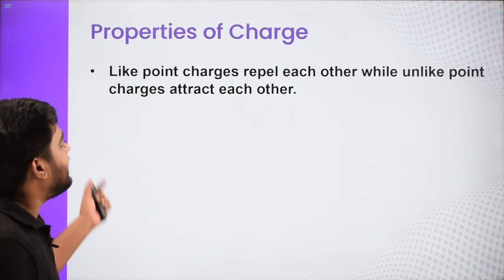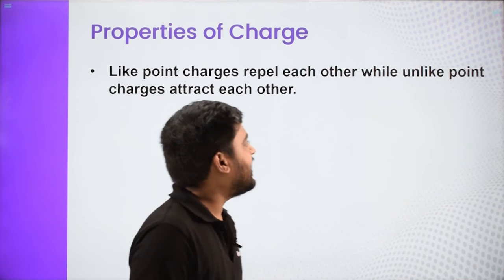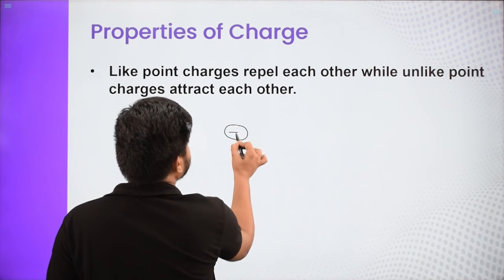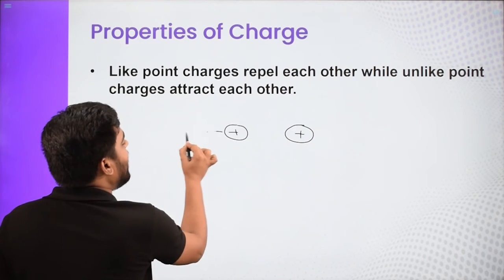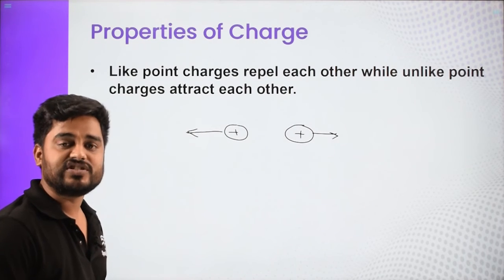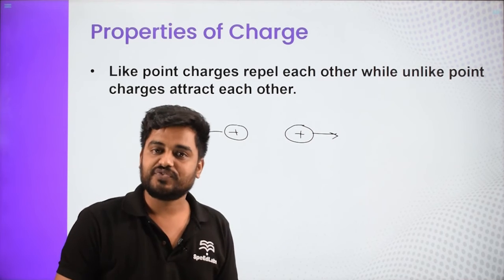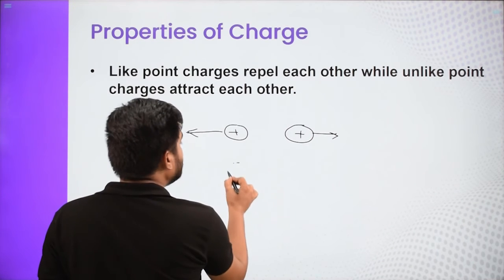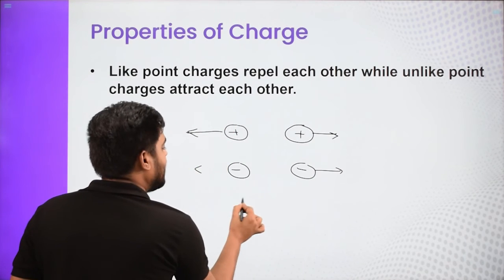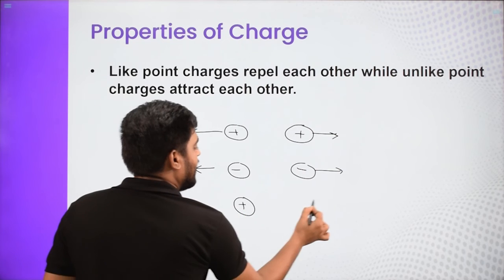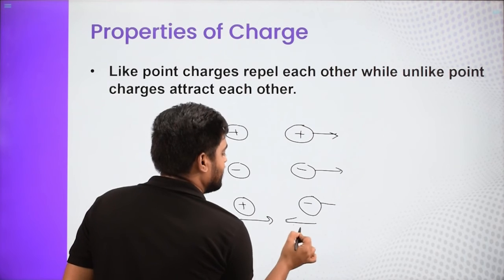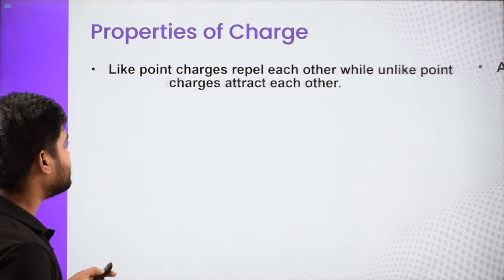Next property is like point charges repel each other while unlike point charges attract each other. So if there are two positive point charges, they are going to repel each other. What will be the magnitude of this force with which they repel each other? We'll learn in Coulomb's law, which we are going to study later. If there are two negative charges, then they are also going to repel each other. And if one is positive charge and the other is negative charge, then rather than repelling, they attract each other. So let us discuss this further.